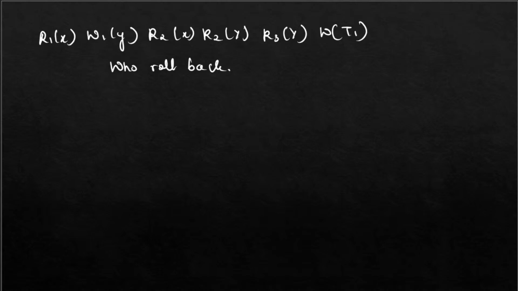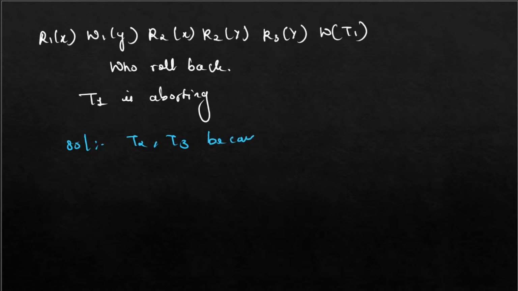So here the answer is, it was who will roll back, and T1 is aborting. So when T1 is aborting, who will roll back? The solution for this is T2 and T3 both, because both are having dirty read. That is why both here will be the appropriate answer.